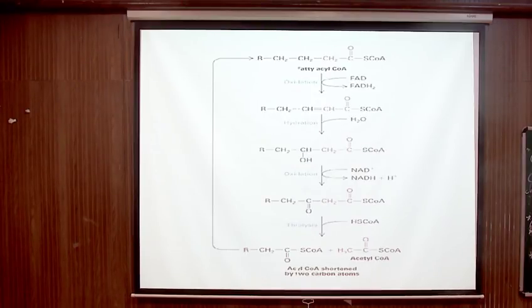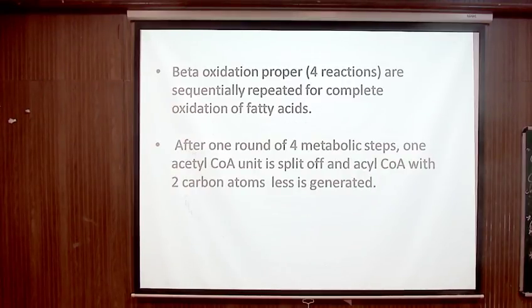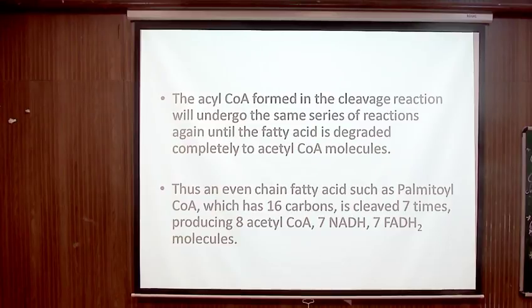So from 16, if it is palmitic acid, it has come to 14. If it is stearic acid, that is an 18 carbon compound, it becomes 16. So acyl coenzyme A which is shortened by 2 carbon atoms. Thus the beta oxidation proper is a 4 reaction sequence: oxidation, hydration, again oxidation, and thiolytic cleavage. These 4 reactions are sequentially repeated for complete oxidation of fatty acids. So after one round of 4 metabolic steps, one acetyl coenzyme A unit is split off, and acyl coenzyme A, which is less by 2 carbon atoms, is got at the end. So that will go on continuing.